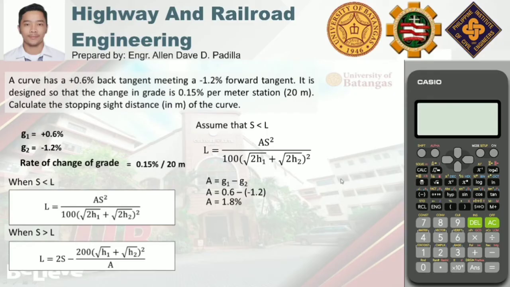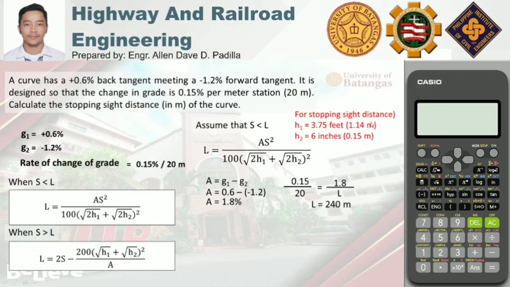So, by using ratio and proportion, we can say that 0.15 divided by 20 is equal to the total change in grade, which is 1.8 divided by the total length. So, by using your calculator, we have L is equal to 240 meters. So, isubstitute lang natin siya. Again, para sa standard values, since we're talking about stopping sight distance, H1 is equal to 3.75 feet or 1.14 meters. H2 is equal to 6 inches or 0.15 meters.